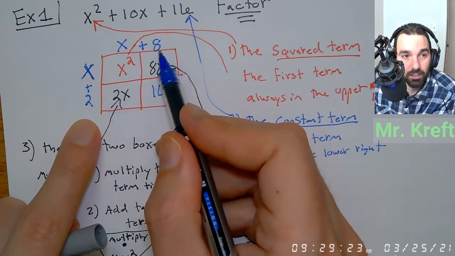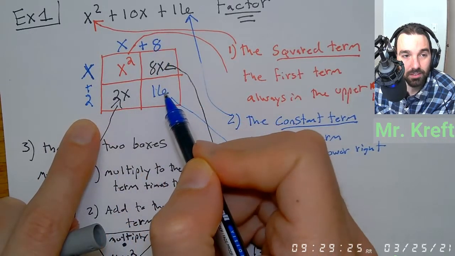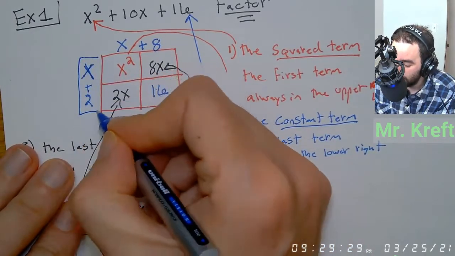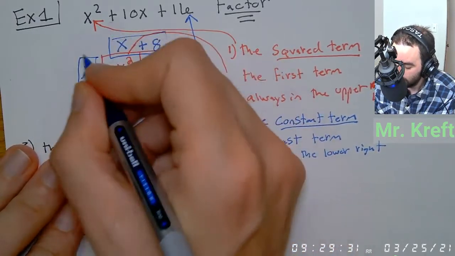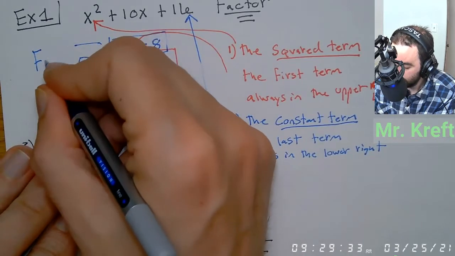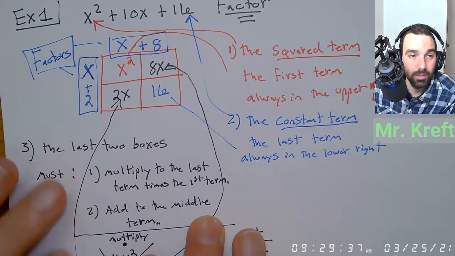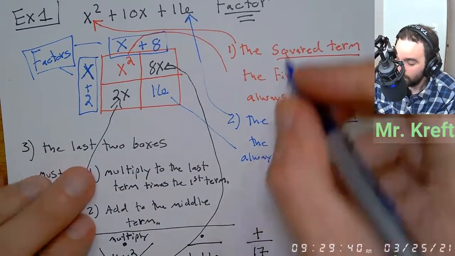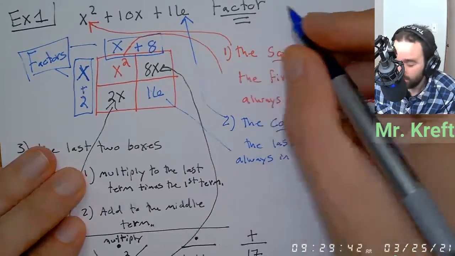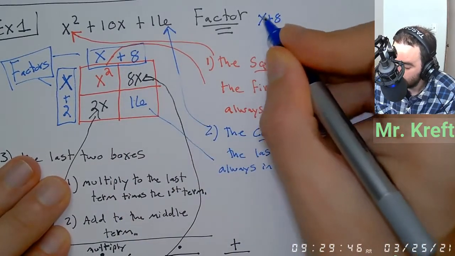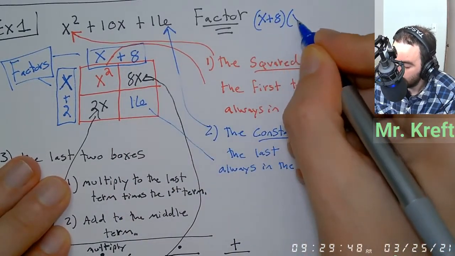And then we double check. 2 times 8 is 16. So these are my factors. Okay, those are my factors. So my answer is these. It would be x plus 8 times x plus 2.